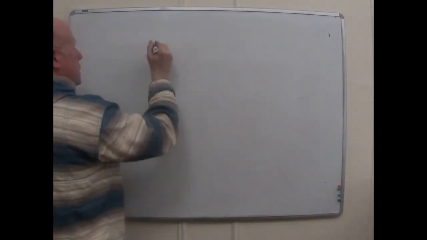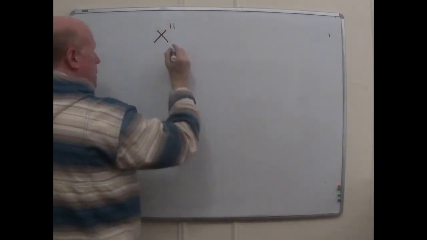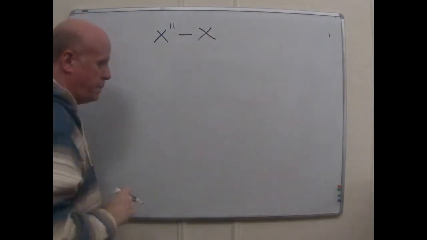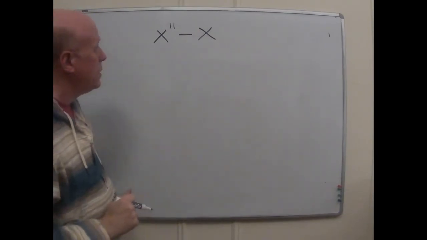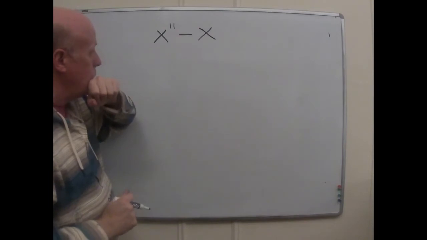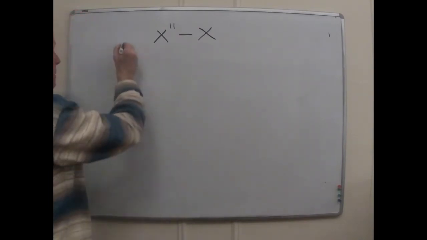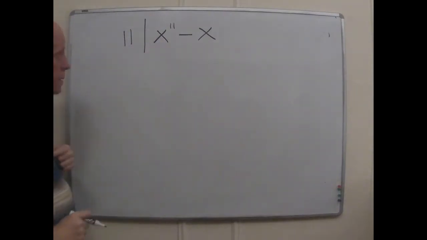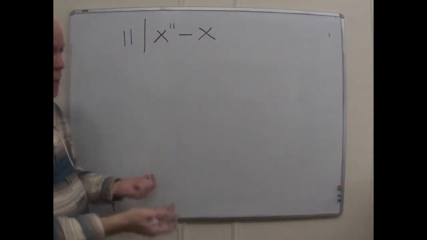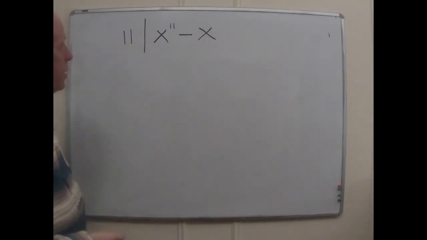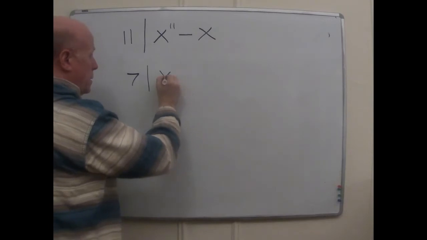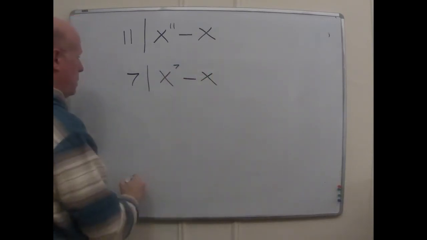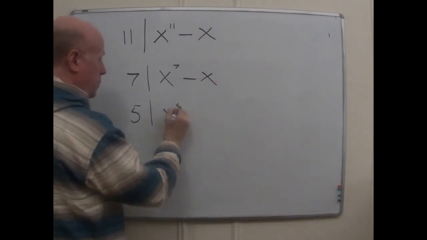If I take, say, x to the 11 power, and I subtract x from it, I know that this has the same remainder mod 11 that that has, right? So x to the 11 minus x is going to be something that's divisible by 11. Because when you have the same remainder and you subtract, you get 0 remainder, that means the divisibility sign works. So 11 goes into x to the 11 minus x. You want another example? 7 divides into x to the 7 minus x. 5 divides into x to the 5 minus x.